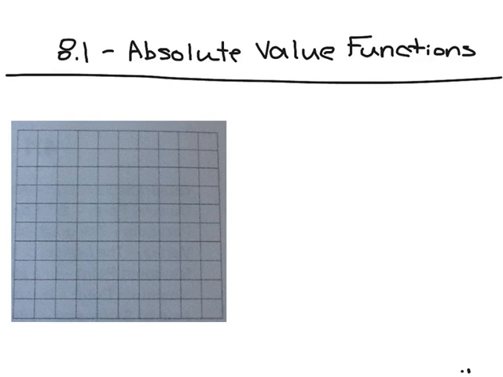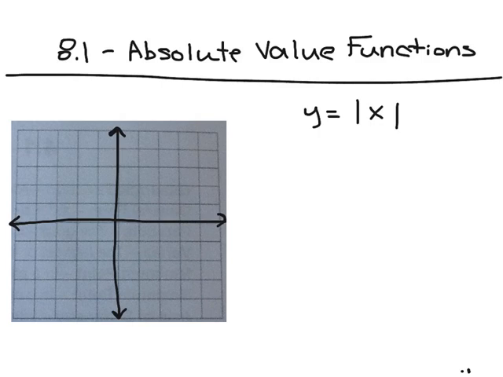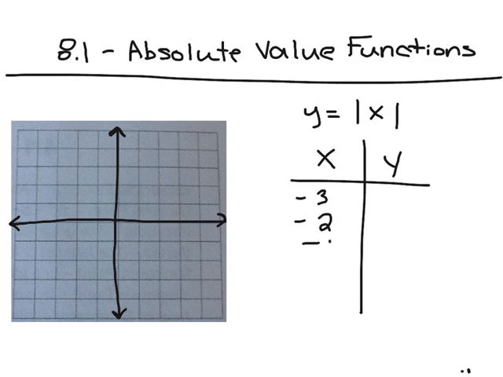Absolute value means that you're going to have a positive function, so you can have negative and positive x values, but your y value will always be positive. So if we were to graph the absolute value function of x, let's make a table of values. So we have x and y. Let's go -3, -2, -1, 0, 1, 2, 3.